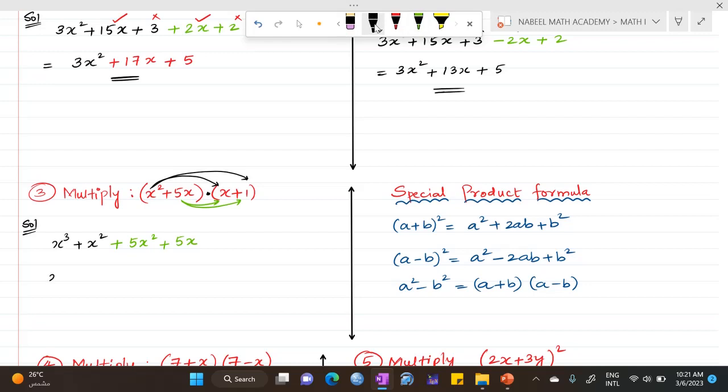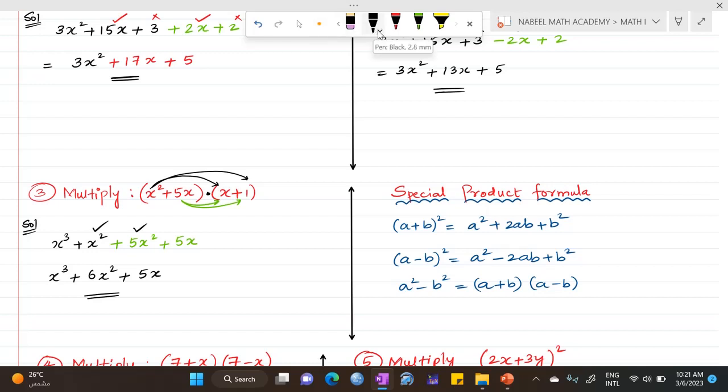Now I want to write it in the order. So the standard form is x power 3. There is only one term. X square, we will have two terms, so you have to add. So 1 plus 5, which is equal 6x square plus 5x. That's it.